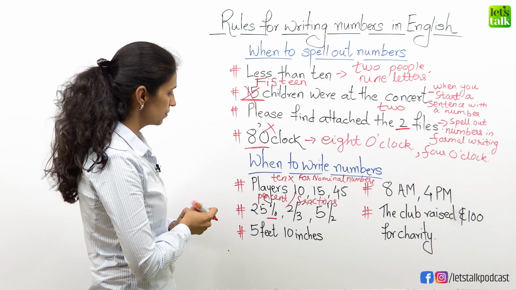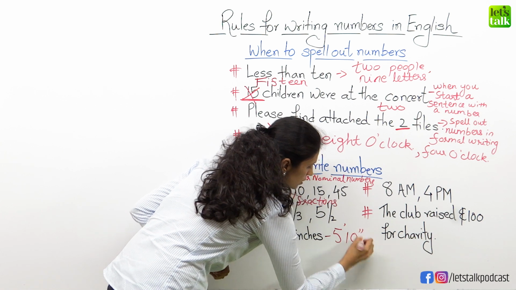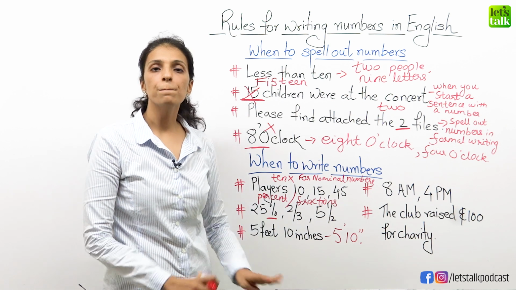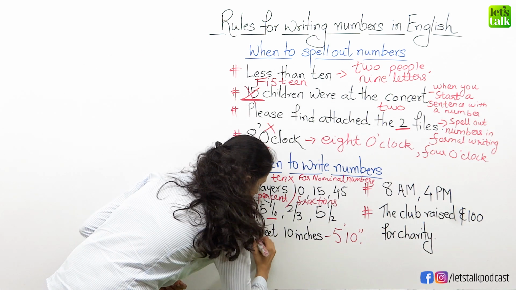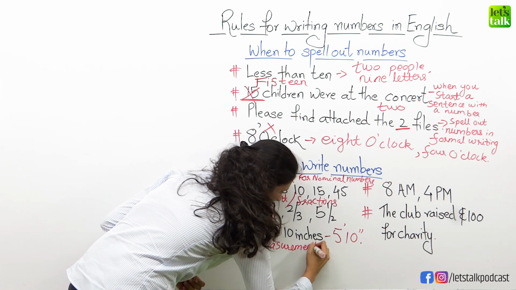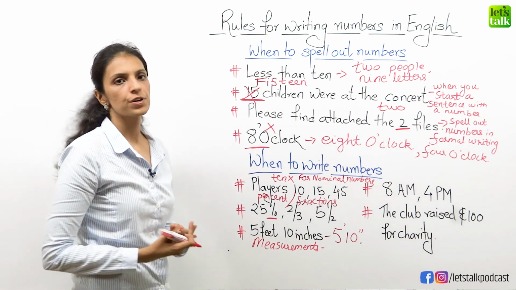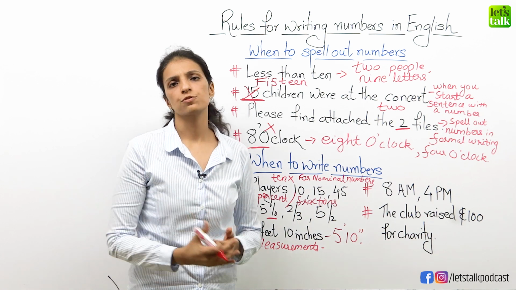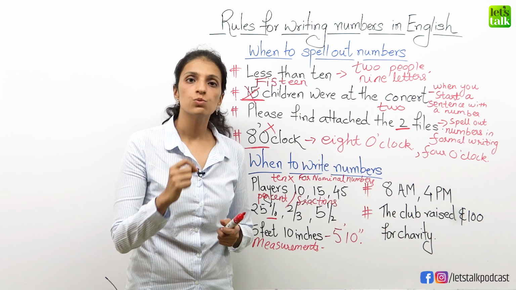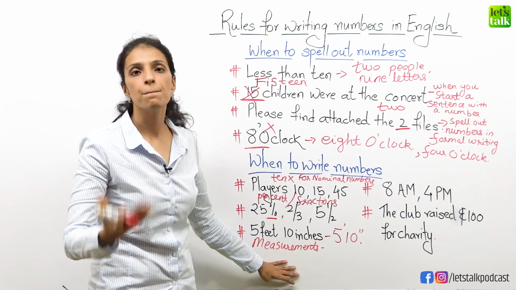Well, the next one is 5 feet 10 inches. Well, you can also write this as five feet ten inches. Okay, I have just spelled it out, but you can write 5 feet 10 inches. So this means for measurements. So when you have measurements, you can go ahead and write the numerical form. And say for example in a recipe, if I want to say take 2 cups of sugar or take 1 tablespoon of oil, you can use the numerical form when you are talking about recipes in terms of measurement.